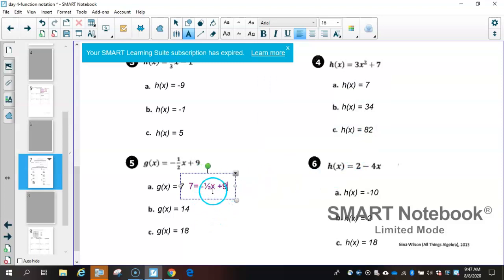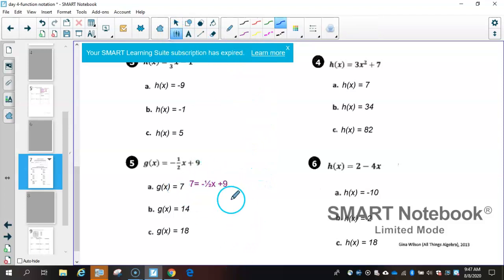Plus 9. So x is there because we don't know what it is. And then we are just simply solving from this point. So notice that the g of x is completely gone and I've replaced it with 7. This is how you would solve for x and put your y value in. So now this is just like a 2-step or a multi-step equation.